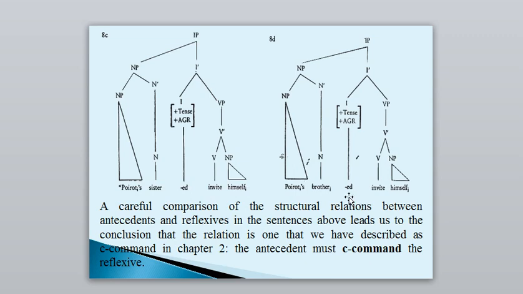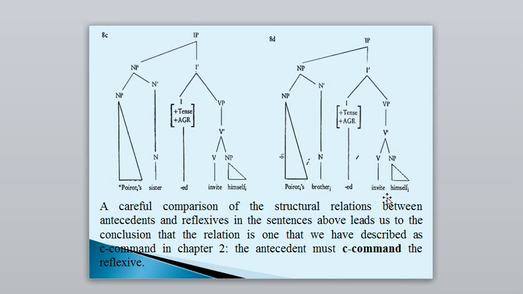But look at another example. Poirot's brother invited himself. You see here, himself can come back to the brother because brother is the nearest antecedent of himself, and it is masculine in gender. So this is a gender match between himself and brother, and it can be the antecedent of himself, and this is okay.